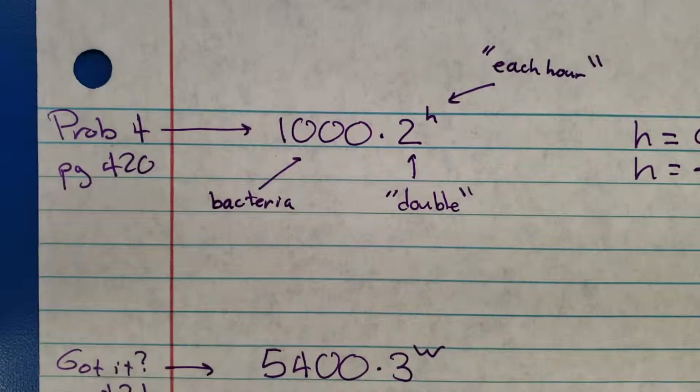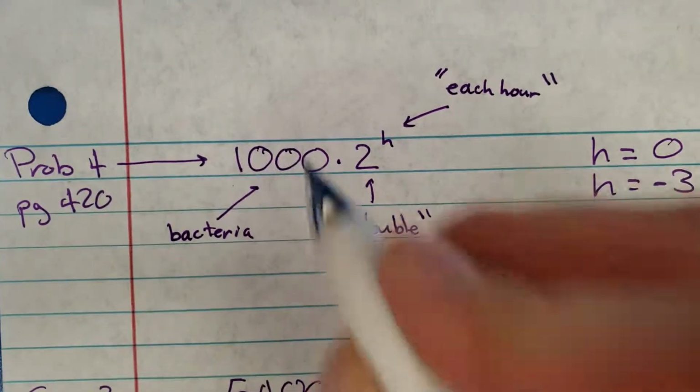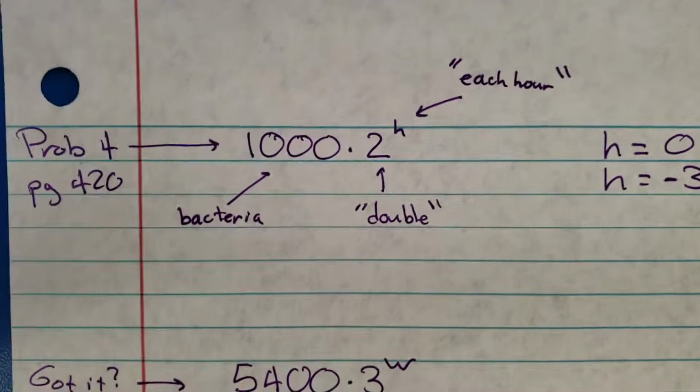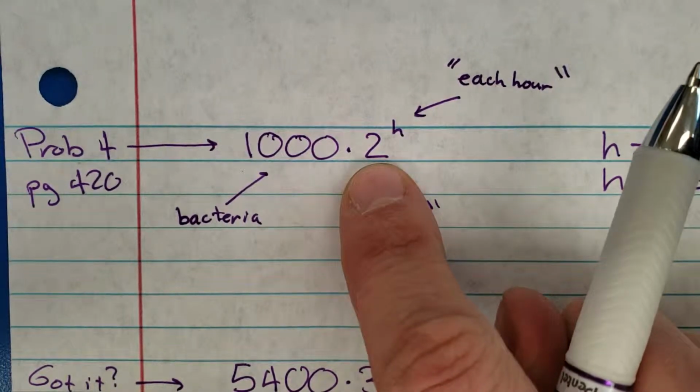Okay, last problem I want to talk about is a problem like problem 4 on page 420. Things are growing. They're doubling. This is called an exponential growth situation. We'll touch on these more in later sections, but here's the basic idea. Some type of multiplication is happening over and over again.